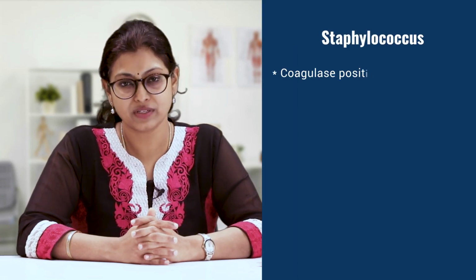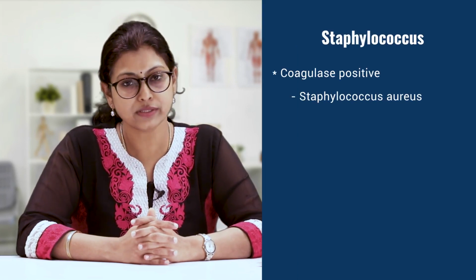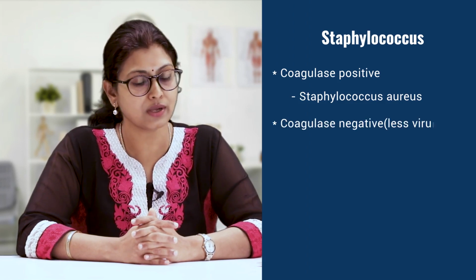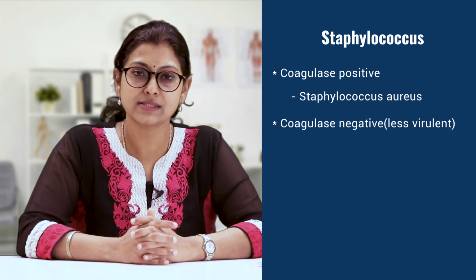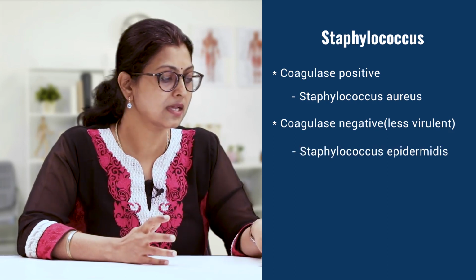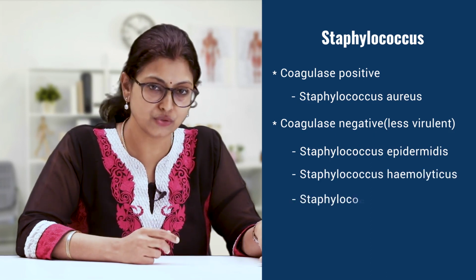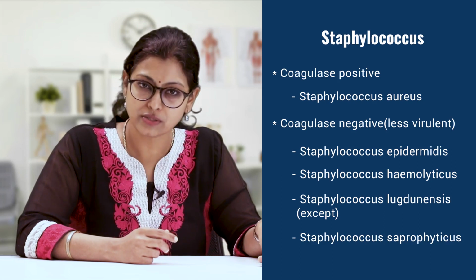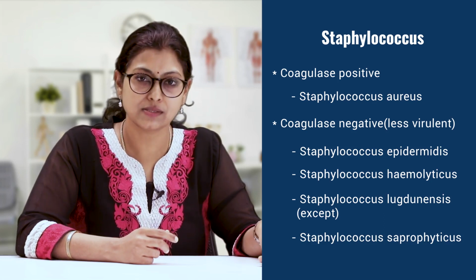Moving on to the different types of gram-positive bacteria, Staphylococcus. We differentiate Staphylococcus into two different types, Staphylococcus aureus, which is usually coagulase positive, and coagulase-negative Staphylococci. Among the coagulase-negative Staphylococci, the commonest ones are Staph epidermidis, Staph haemolyticus, Staph lugdunensis, and Staphylococcus saprophyticus. Among the CoNS, Staphylococcus lugdunensis is the most virulent.